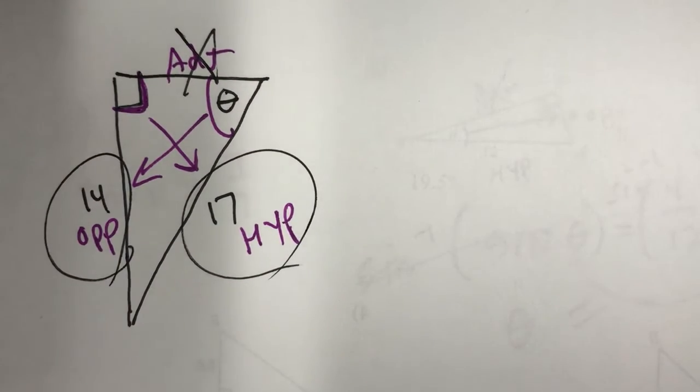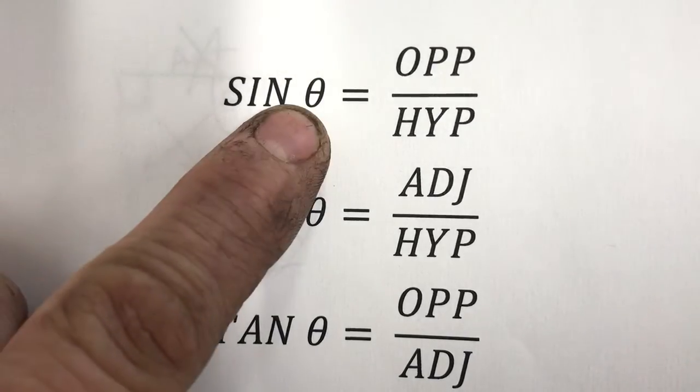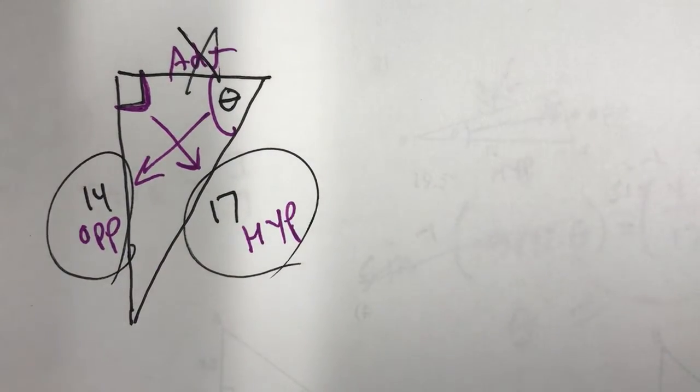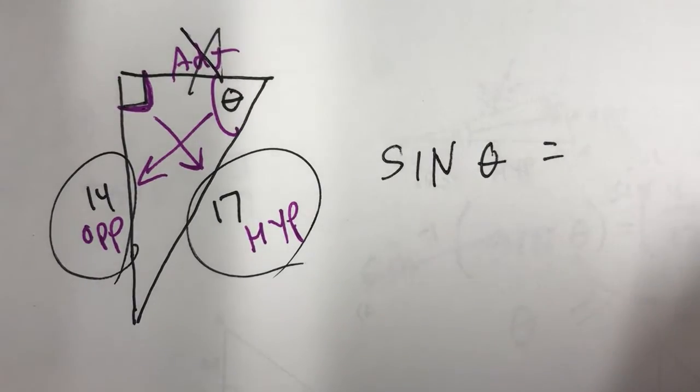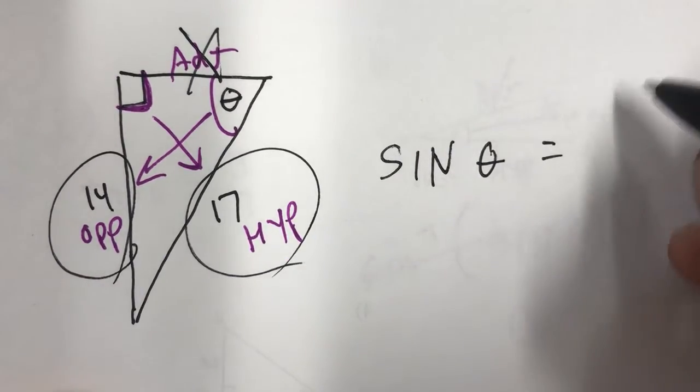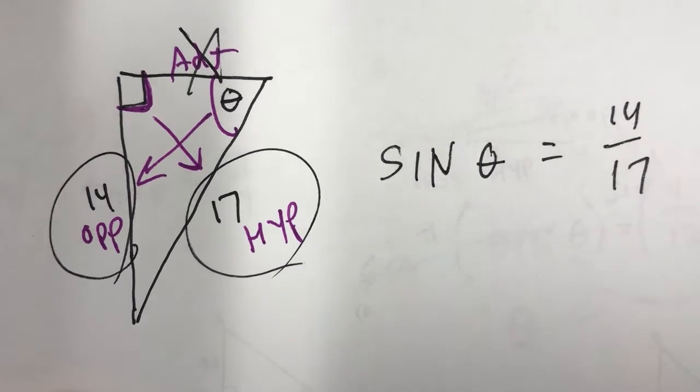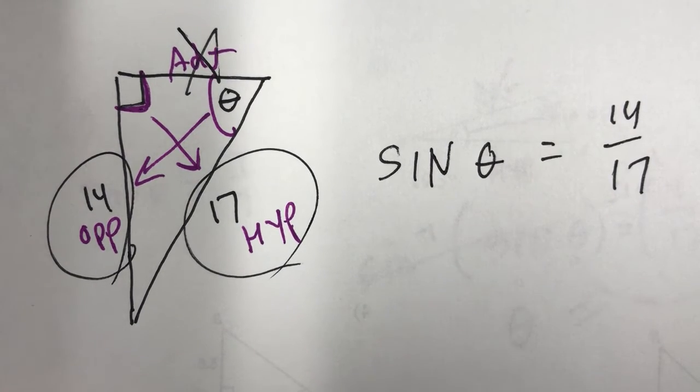Which one do I not care about? I don't care about the adjacent this time. There's no information there. I got the opposite and the hypotenuse, and if you look at your trig ratios, that's going to be sine. So this is another sine. So sine theta equals the opposite 14 over the hypotenuse 17. That's how you set it up.